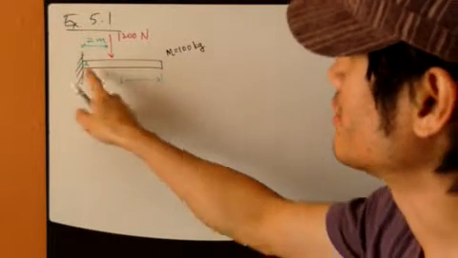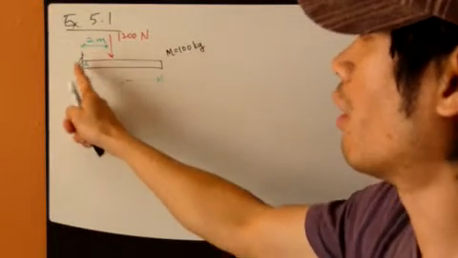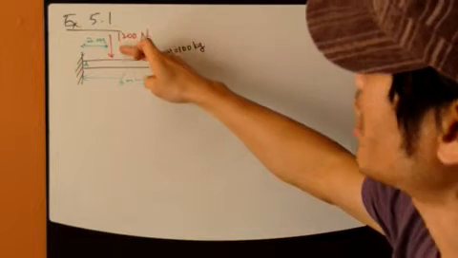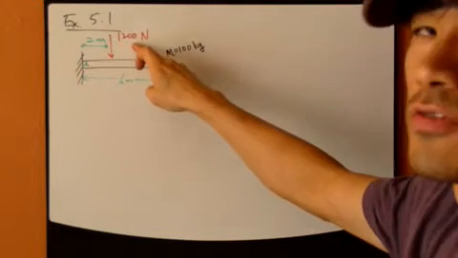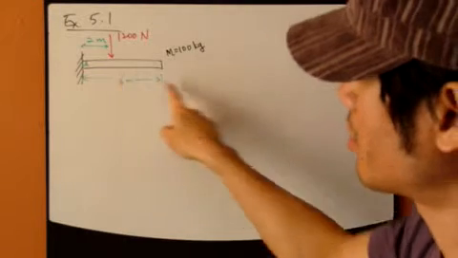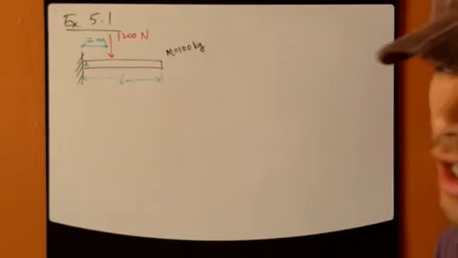Now we have a rigid body, and it's a metal bar that's glued to a wall this way. You apply a force, 1,200 newtons, at this location, 2 meters from the wall. And this metal bar is 6 meters long, and the mass of the bar is 100 kilograms.